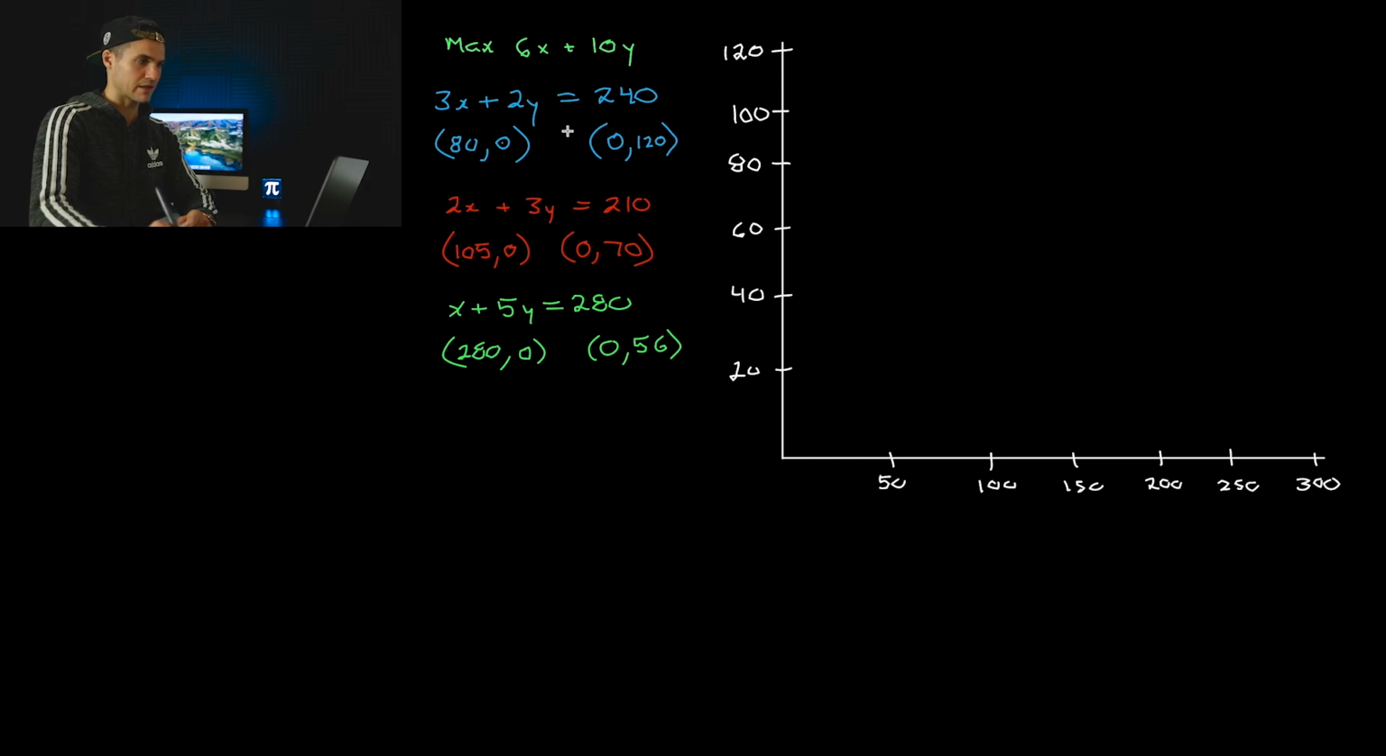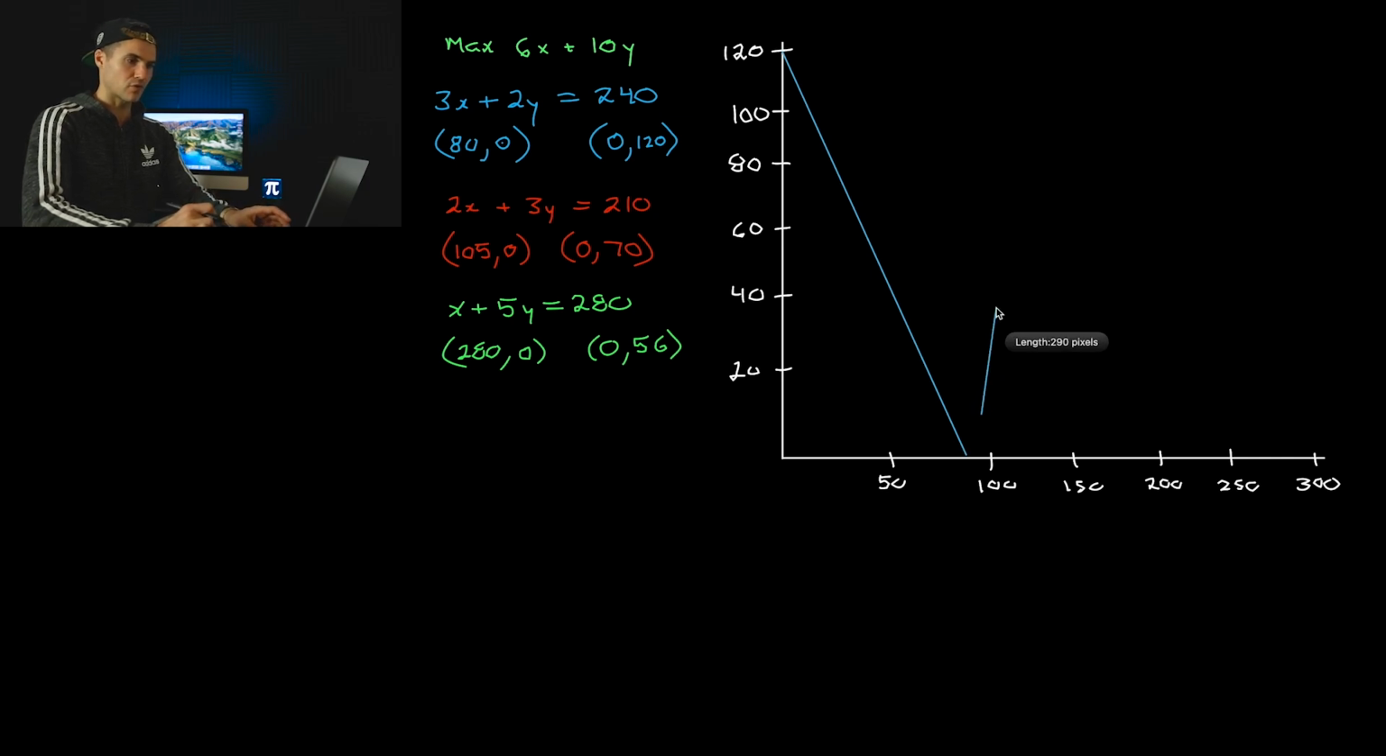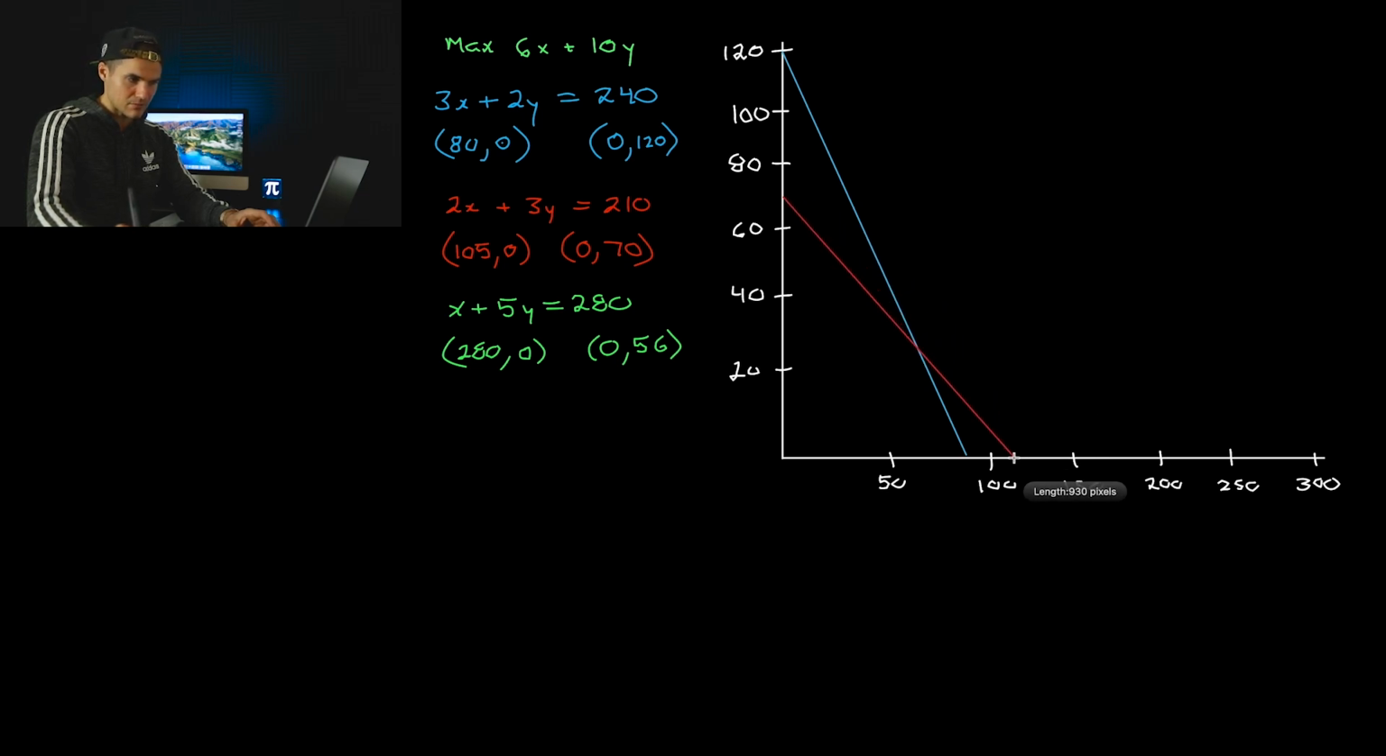So let's graph this first line, this blue one. We have a y-intercept of 120, so that's going to start up here. And then we have an x-intercept of 80, which is going to be about right here. Again, it doesn't have to be exact if you don't have graph paper, but it does help to make it as much to scale as possible. So now the red line, 0 and 70, that's right here in the middle. And then 105 and 0, let's say that's right here. Okay, so that's this line.